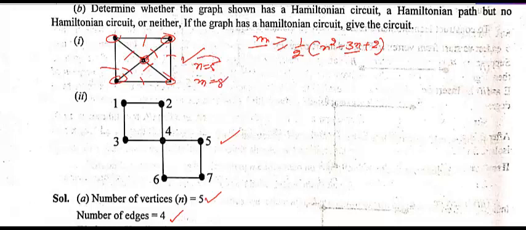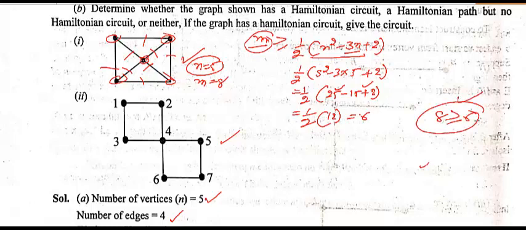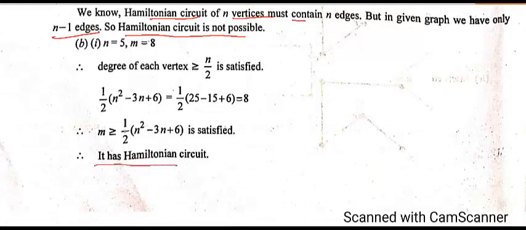So let's find the value: 1 by 2, n square means 5 square, minus 3 into 5, plus 2. So this will become 1 by 2 into 25 minus 15 plus 2. So you have 25 plus 2 is 27, 27 minus 15 is 12. 12 by 2, correct? So you have 6. And 8 is greater than or equal to 6. This means the condition is satisfied, therefore a Hamiltonian circuit exists. So they have verified it has a Hamiltonian circuit.